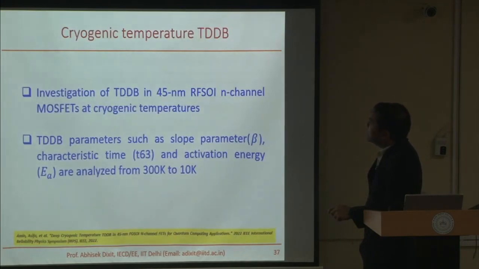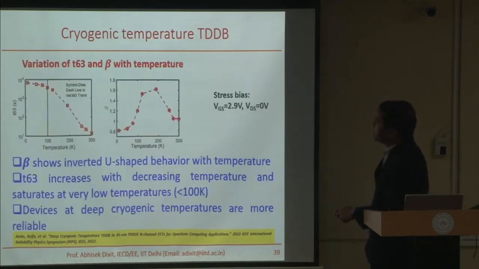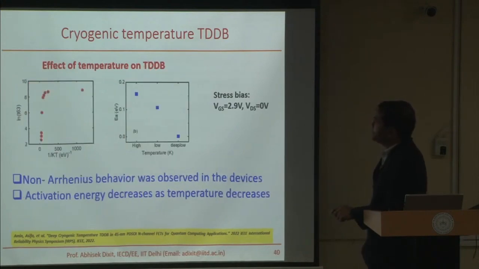In the interest of time, I am going to skip a couple of slides. We have looked at TDDB, for instance. This is time-dependent dielectric breakdown at cryo temperatures. We got reasonable results. We expect TDDB to be better at cryogenic temperatures, which is what turns out to be the case. T63 is much higher at cryogenic temperatures, so dielectrics are well behaved. A couple of things we noticed in the TDDB model we have tried to highlight in IRPS this year. There is a lot of discussion on the shape parameter and so on.